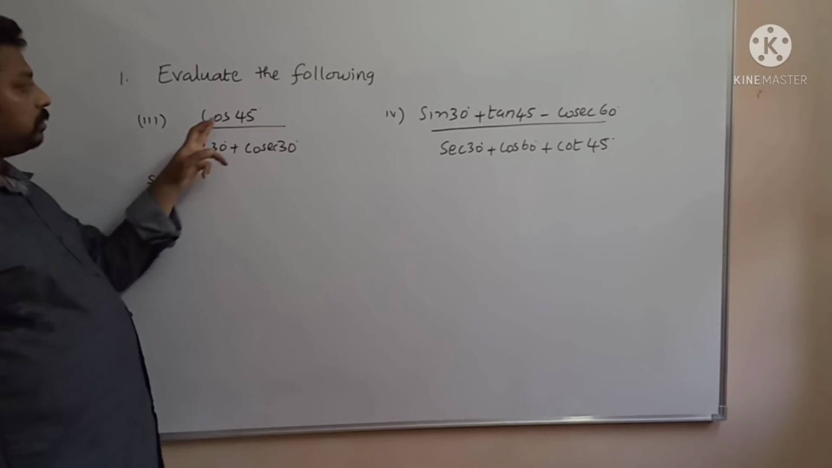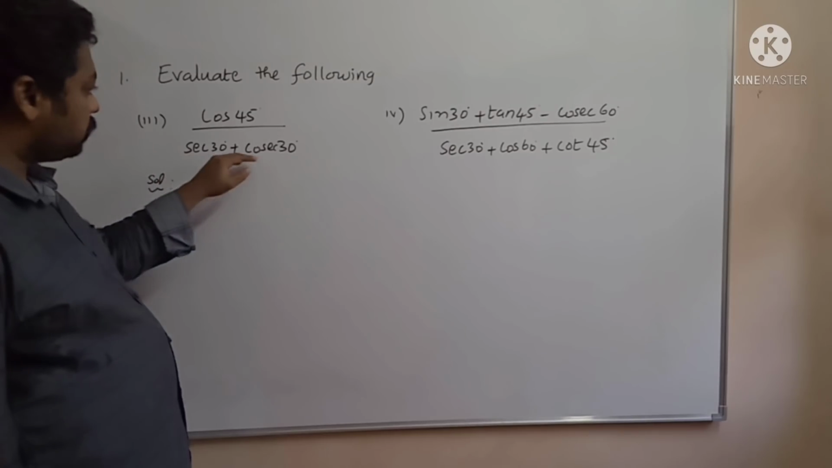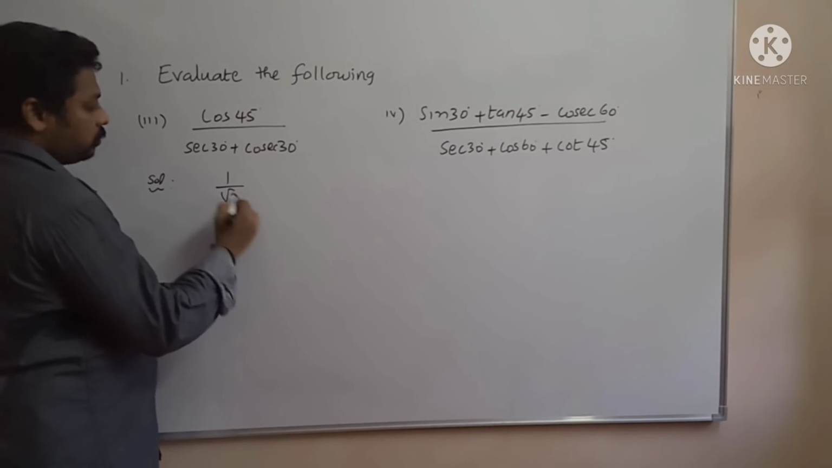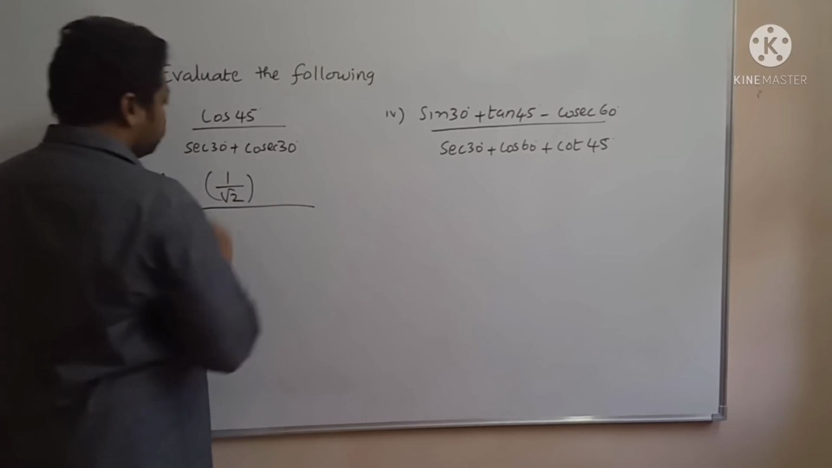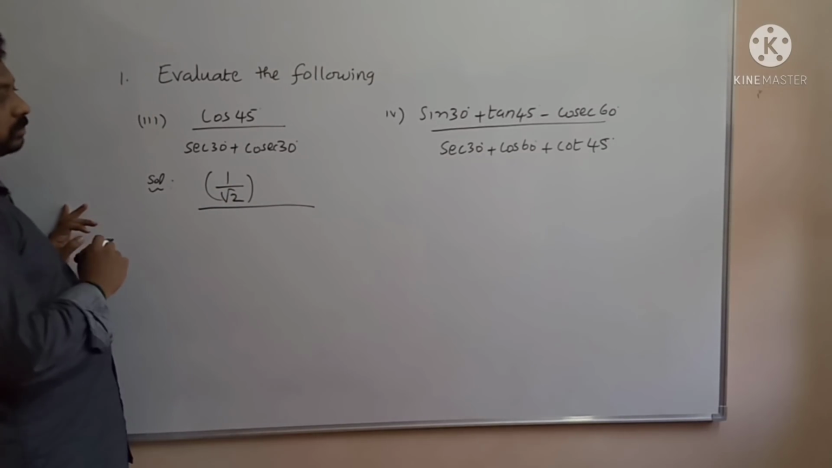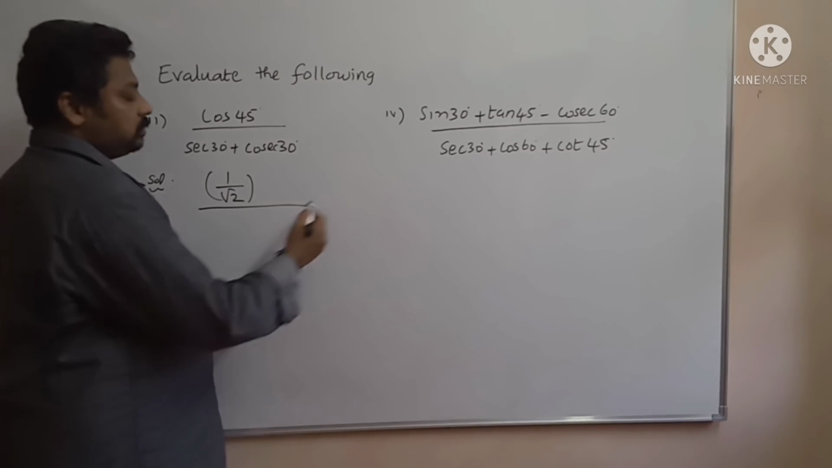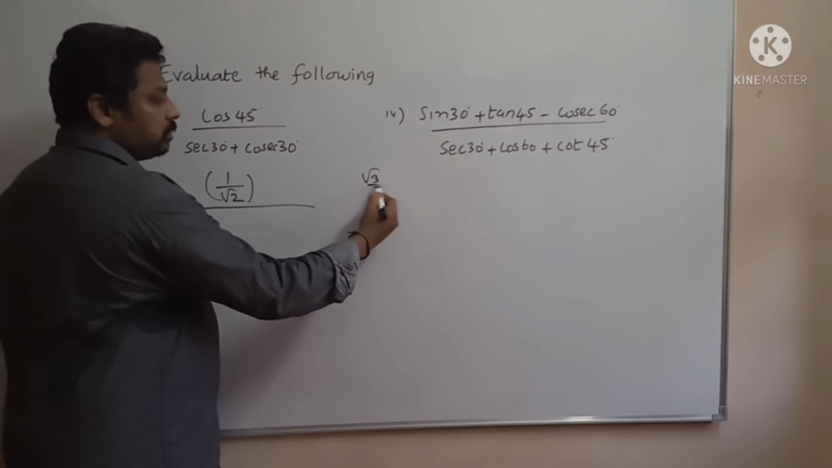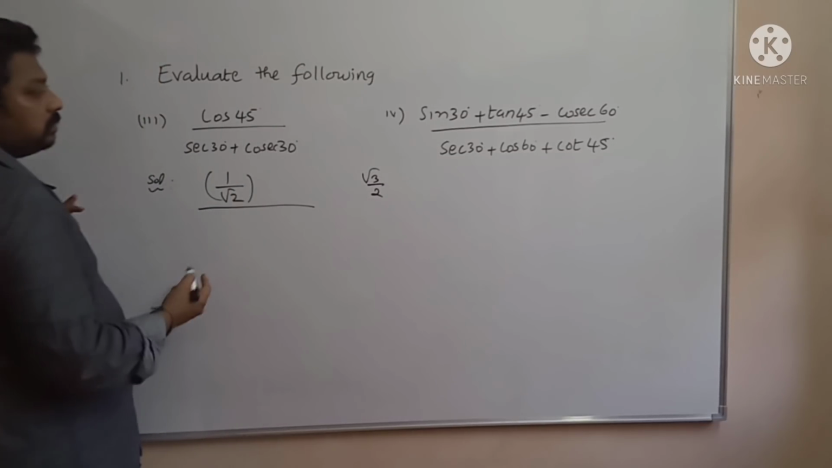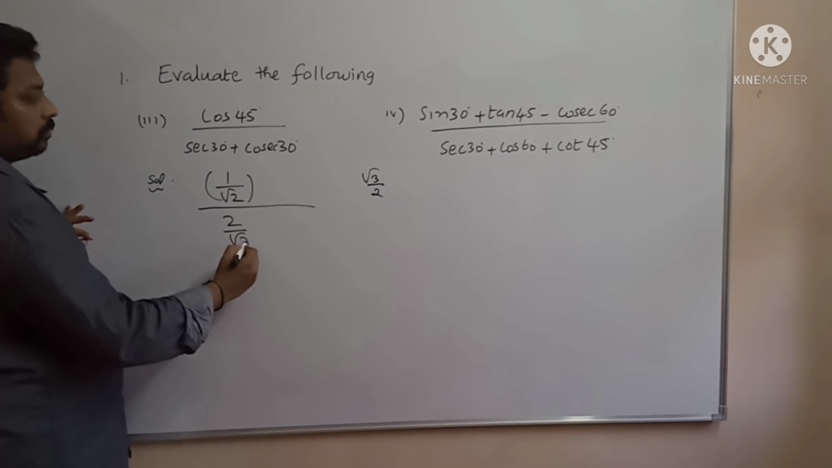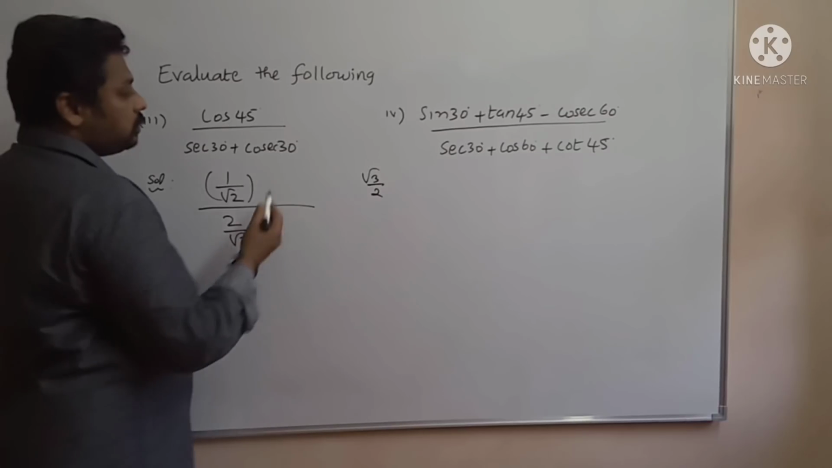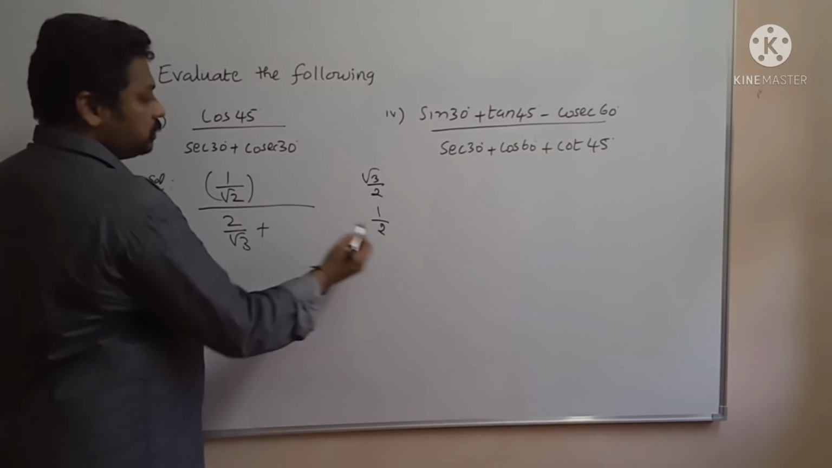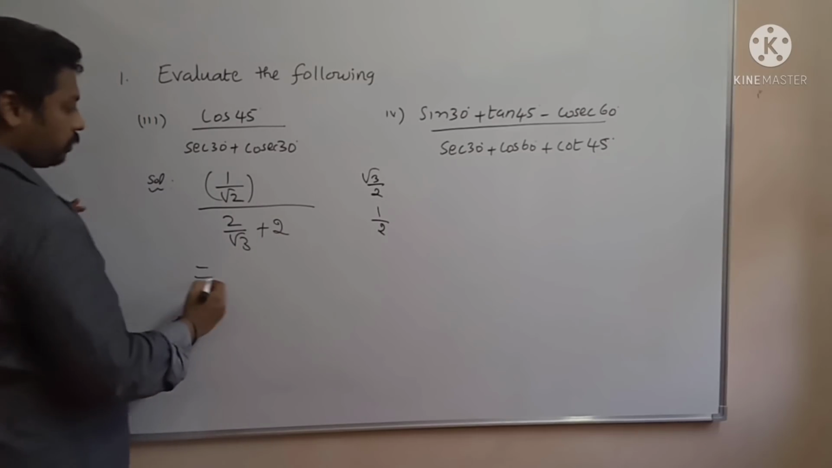Coming to the third one, cos 45 divided by secant 30 plus cosecant 30. So what is cos 45? It is 1 by root 2. Secant 30 is the reciprocal of cos 30. So what is cos 30? Cos 30 is sin 60, that is root 3 by 2. So secant 30 is 2 by root 3. Cosecant 30 is the reciprocal of sin 30. Sin 30 is 1 by 2. So cosecant 30 is 2.